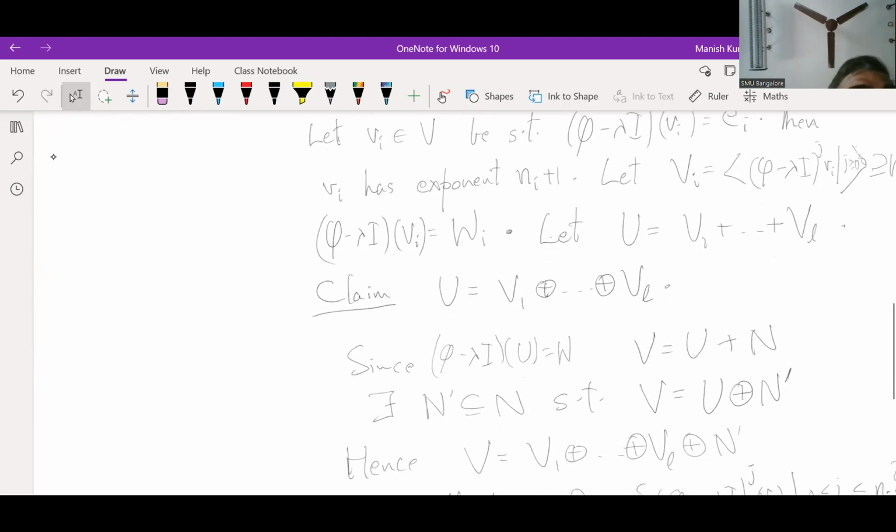So I'll prove the claim in a bit. But assuming the claim, let's complete the proof, and then we'll come to the proof of the claim.